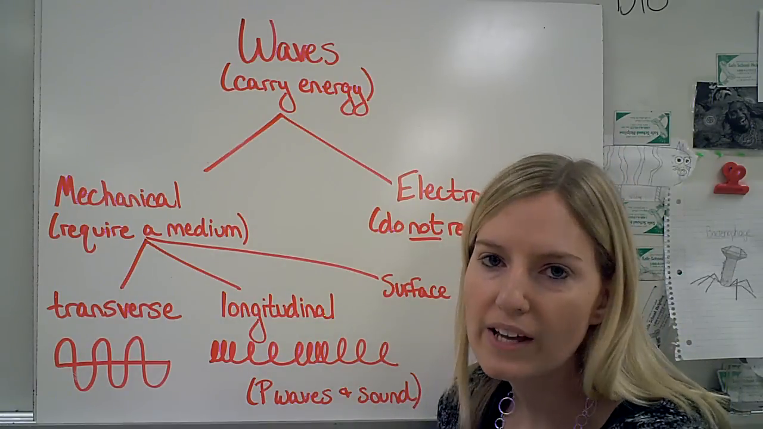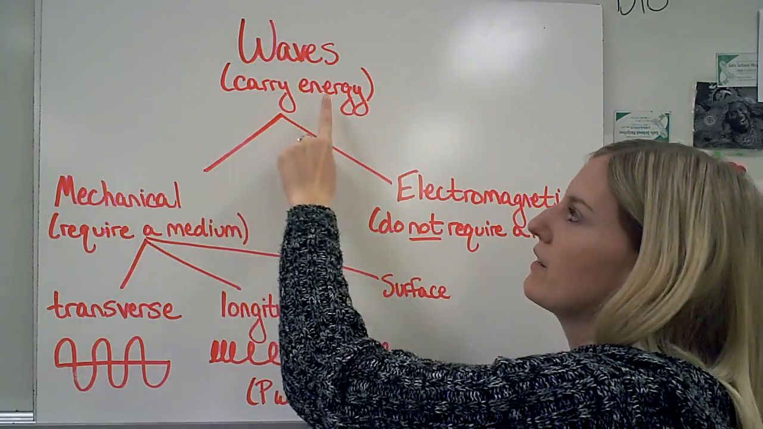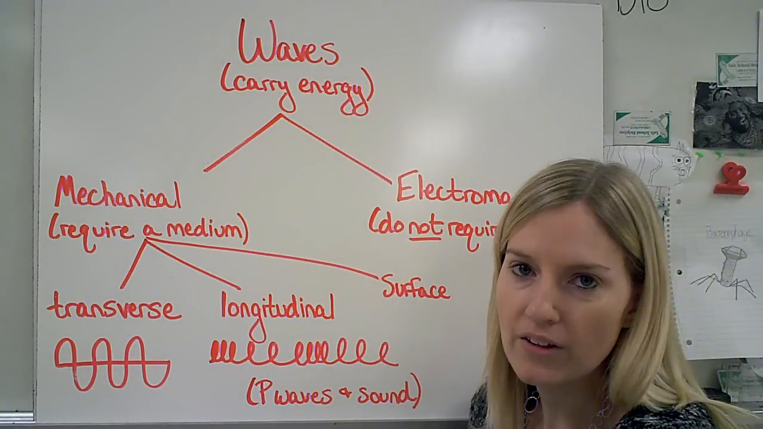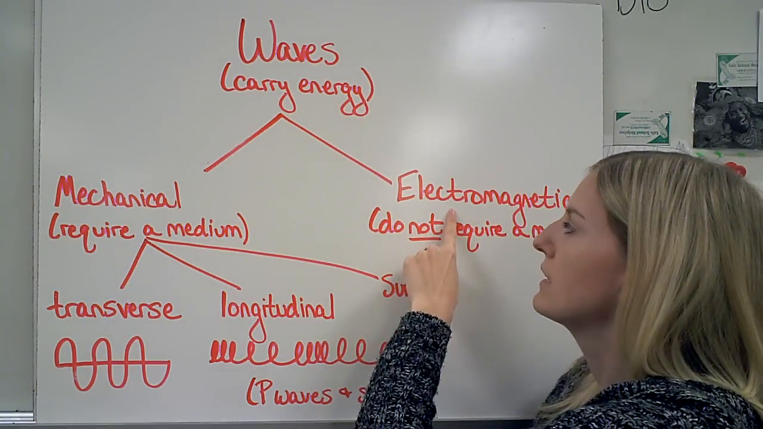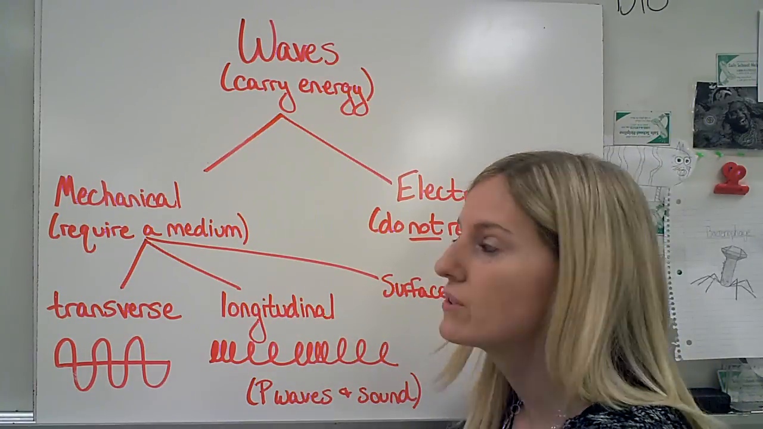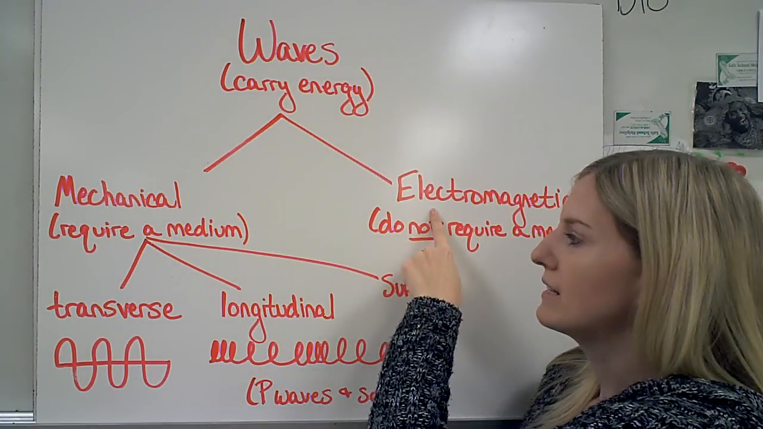Today we're going to talk about waves and their properties. Waves in general are always going to carry energy from one location to another. We have two types of waves, mechanical waves and electromagnetic waves. This chapter we're focusing on mechanical waves. Later we'll focus on electromagnetic waves.